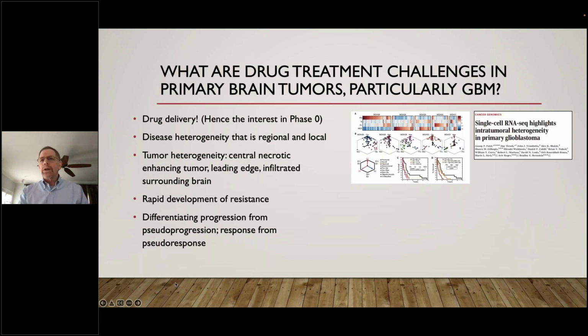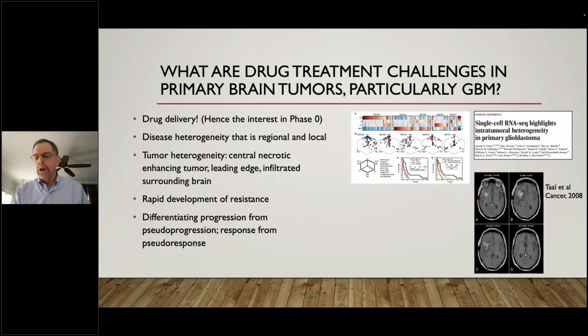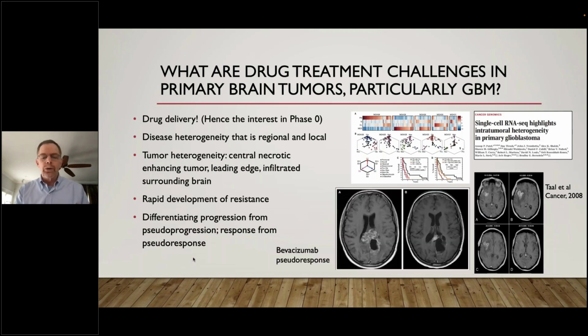And then again, from the clinical perspective, and this certainly impacts clinical trials, differentiating progression from pseudoprogression, sort of the classic example of the post-chemoradiation scan that gets spontaneously better, and then in reverse, response and pseudo-response. And here's an example of a bevacizumab pseudo-response: the scan gets better, but not a lot of change in the tumor volume.